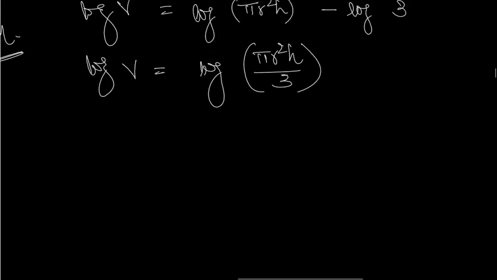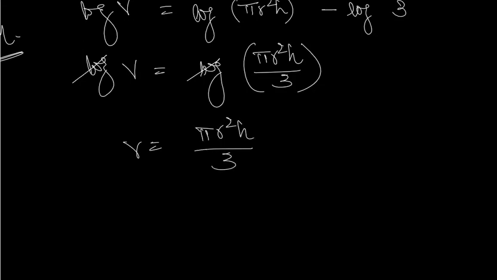Laws can be used in any order. It's not that you can just convert the quotient, that is a fraction, into the difference of two logarithms, but you can convert the difference of two logarithms into a fraction also. That's the example over here. Now what we'll do is we'll cut log from both the sides. So if the log gets cut, we get v is equal to pi r square h by 3.